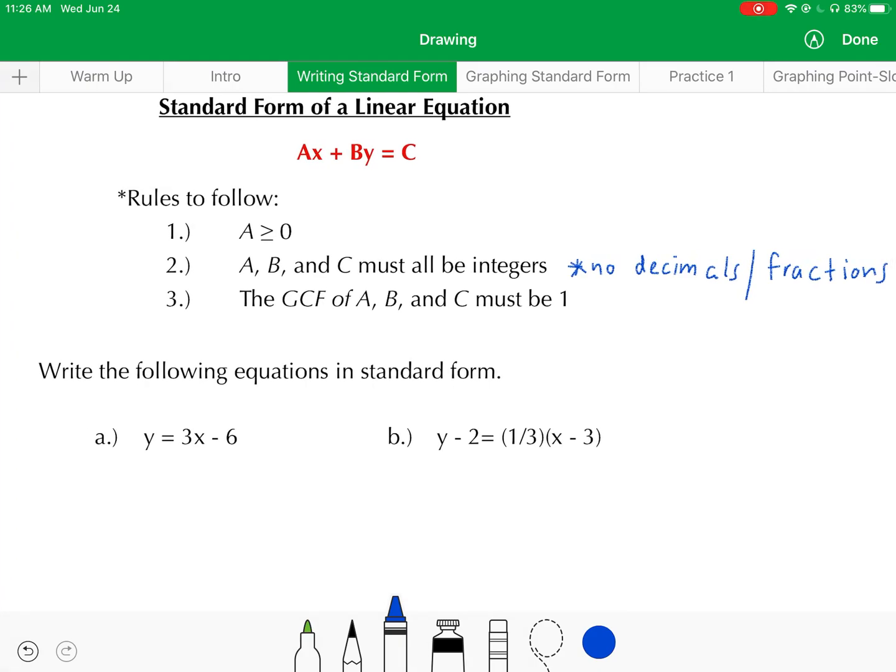First one on the left here starts in slope-intercept form. To put it in standard form, I'm going to begin by simply subtracting 3x over to the other side. So this is going to become negative 3x plus y equals negative 6. Once we get x and y on the same side, run through this list of rules to see if you are in true standard form or not. And right away, the first rule is being violated. Your a value is negative 3, but I need it to be positive.